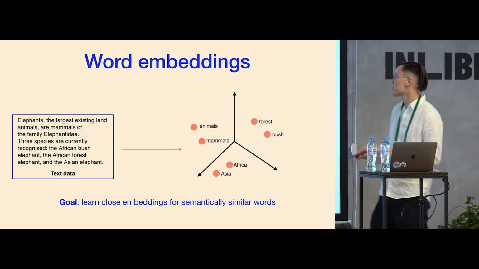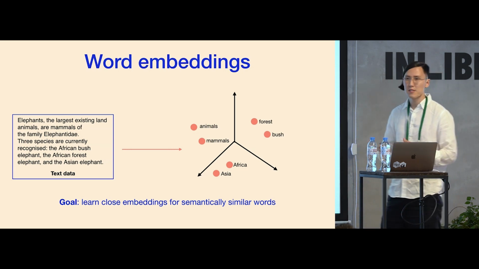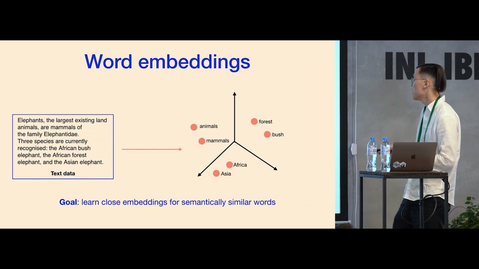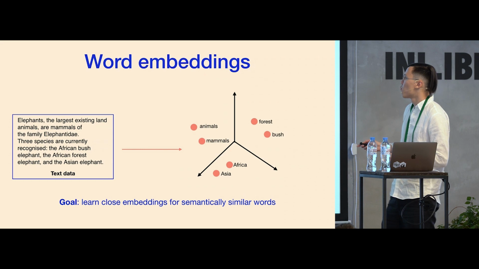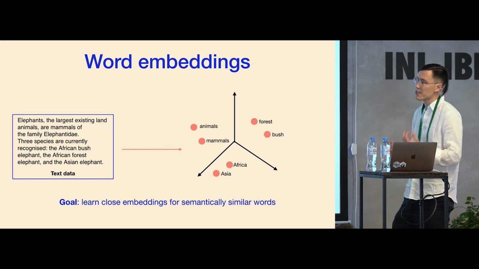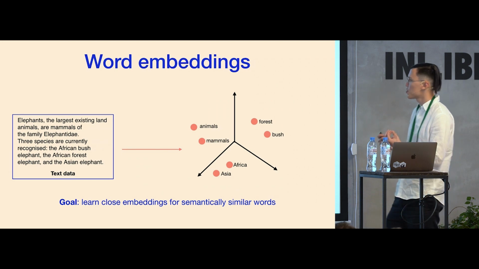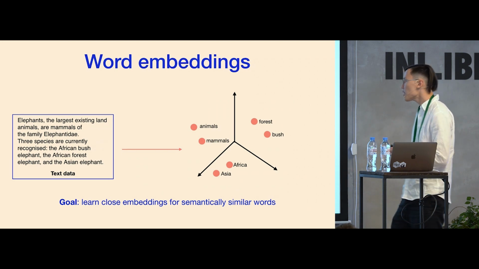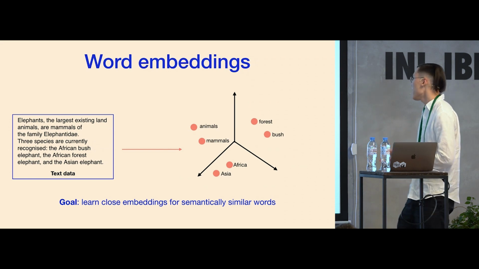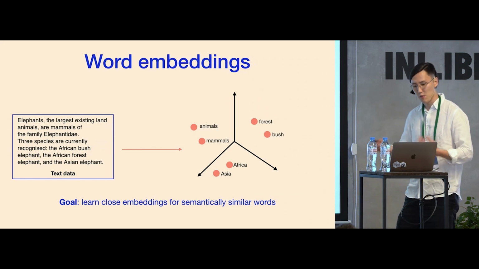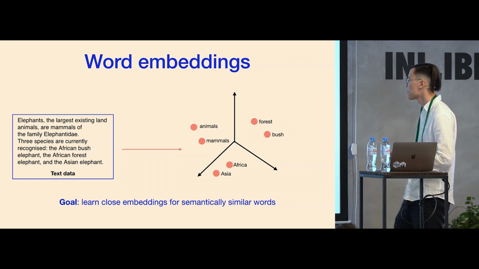In this very simple example, we have a small text about elephants, that they live in Africa, that they are mammals, and so on. If we were to extract word embeddings from this small piece of text, we would get something like this. Here, the word animals is closer to the word mammals because they both describe the biological structure of elephants. Words such as forest and bush are also close to each other because they describe where elephants usually live. And Asia and Africa are also similar because these denote geographical names of continents, basically.